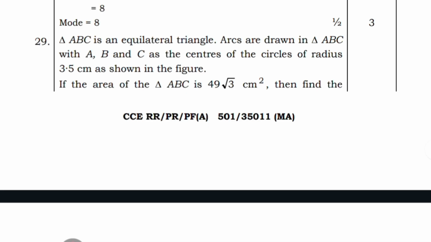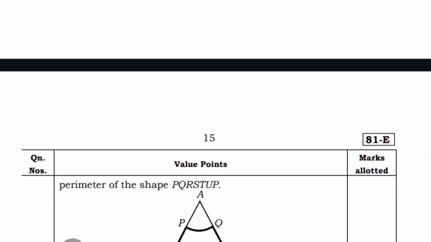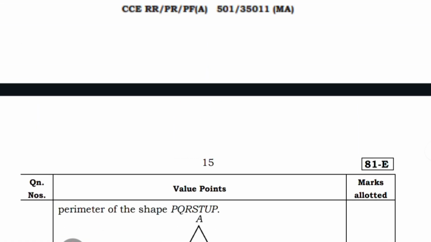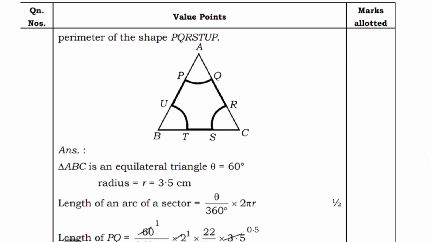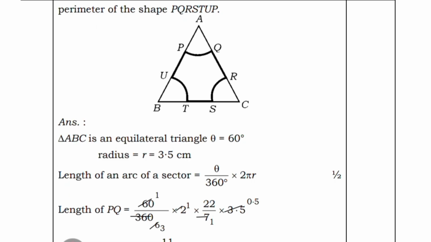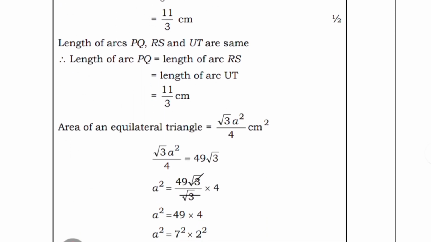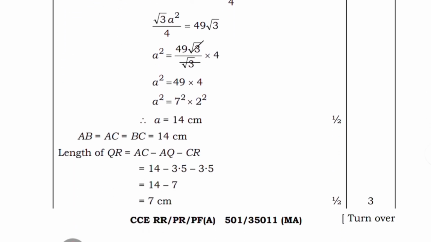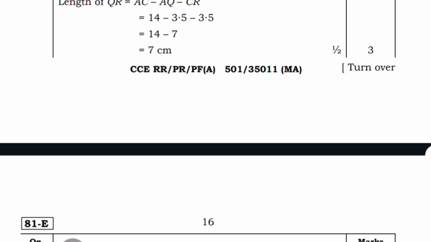This is the 29th question. A triangle ABC, an equilateral triangle, arcs are drawn in triangle ABC with A, B, and C as the centers of circles, radius 3.5 centimeter, shown in the figure. This is the question. These are the arcs in the triangle, named A, B, C, D, and all. So you need to find the area, I think. Yes, area of the quadrilateral triangle. This is the whole step, and you will get the 3 marks here. You can see here at the end you will get the 3 marks, and the answer is 7 centimeter.